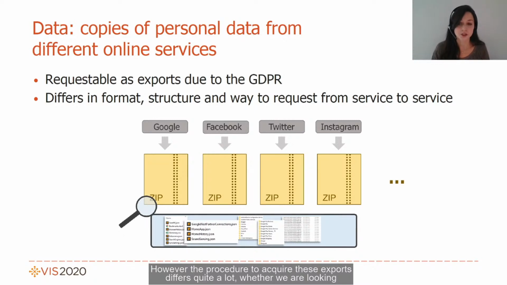However, the procedure to acquire this export differs quite a lot, whether we are looking at the response time to the request, the received format, or the granularity of the data. With the proposed approach, we have focused on exports that come in as zip files and include machine-readable data, mostly JSON. But even these exports vary quite significantly in format, content, and structure.